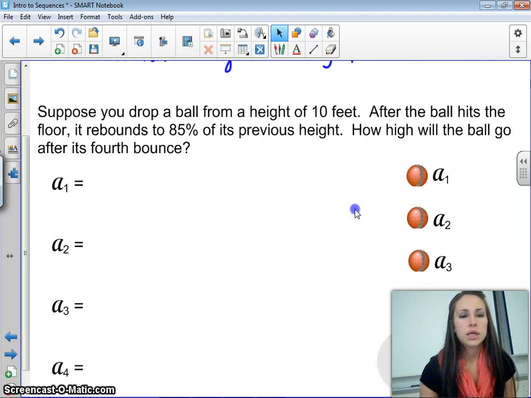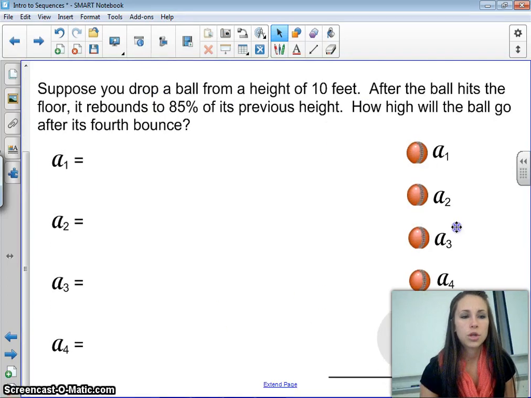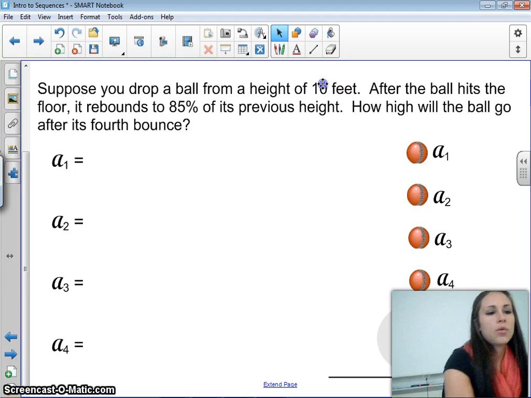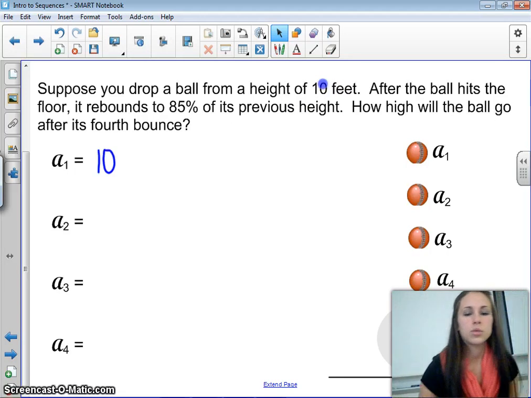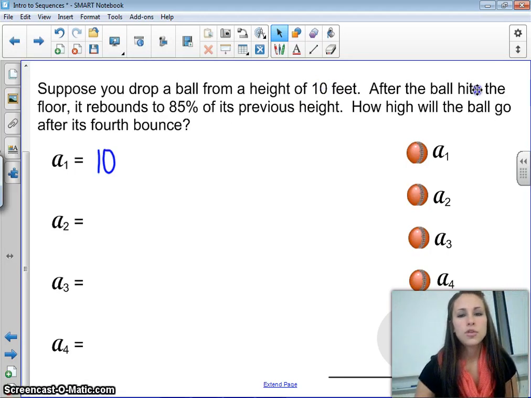And so I've got a real life example here for you that will hopefully help you see what I'm talking about. So it says, suppose you drop a ball from the height of 10 feet. So this is my starting height. That would be my first term in this sequence. So after the ball hits the floor, it rebounds to 85% of its previous height. So how high will the ball go after its fourth bounce?